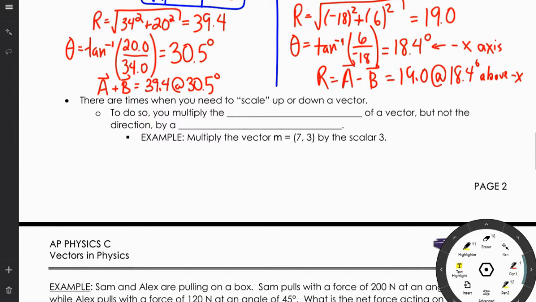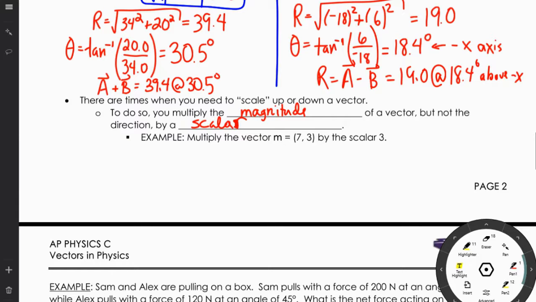Okay. Now, there's many times where you're going to have to scale up or down a vector. So to do so, you multiply the magnitude, right? So the scaling has to do with the magnitude. It has nothing to do with the direction, okay? So you're going to multiply the magnitude of the vector, but not the direction, by a scalar. Okay, so in fact, you see the start of the word scale there, okay? So this would just be like multiplying by a number.